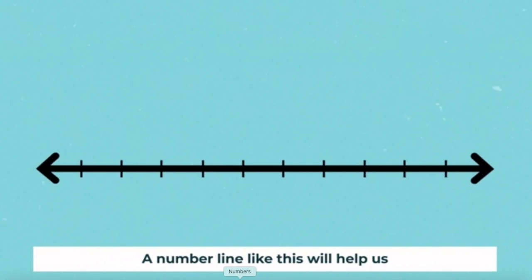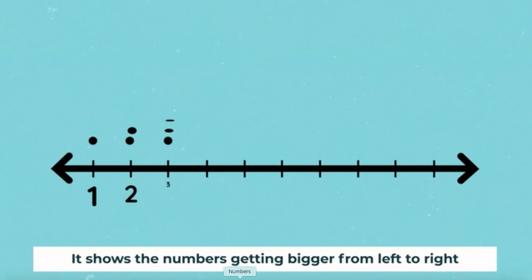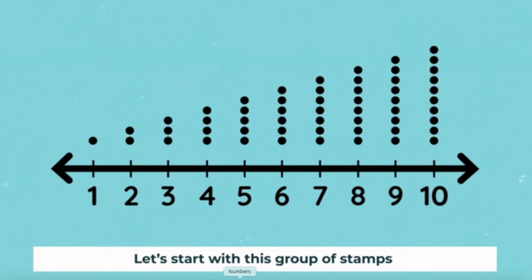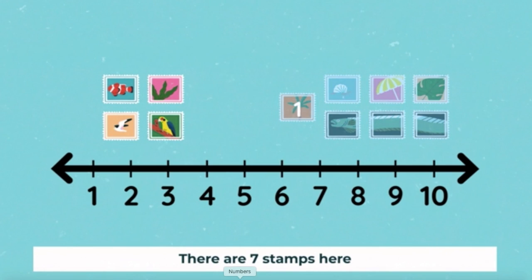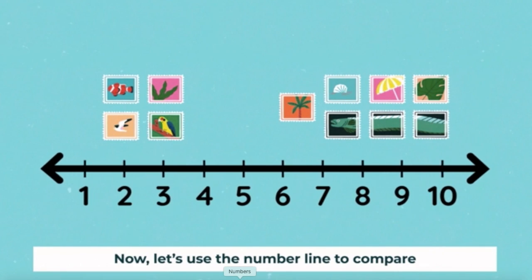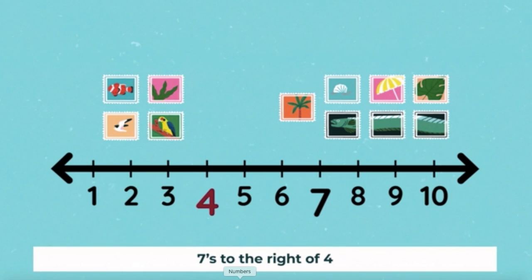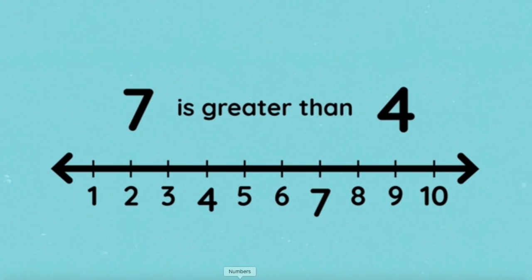A number line like this will help us. It shows the numbers getting bigger from left to right. Let's start with this group of stamps. There are 7 stamps here and 4 stamps there. Now let's use the number line to compare. 7 is to the right of 4, so it is larger. So 7 is greater than 4.